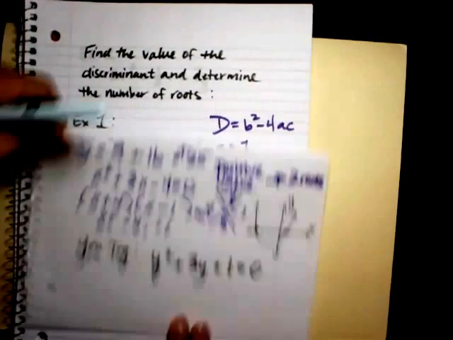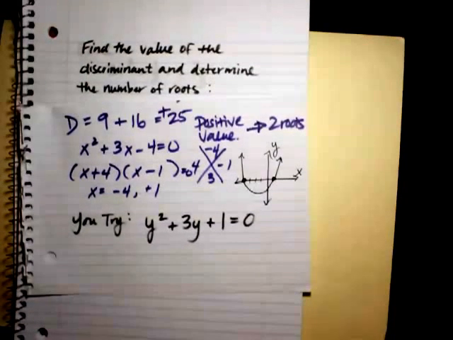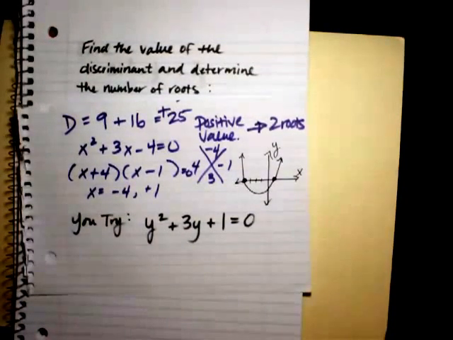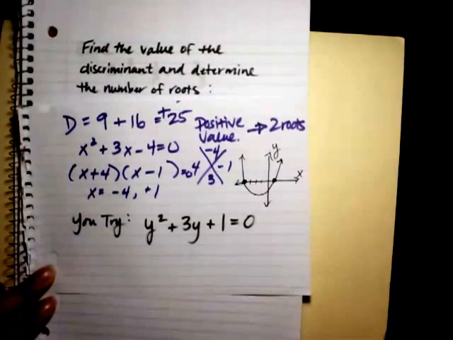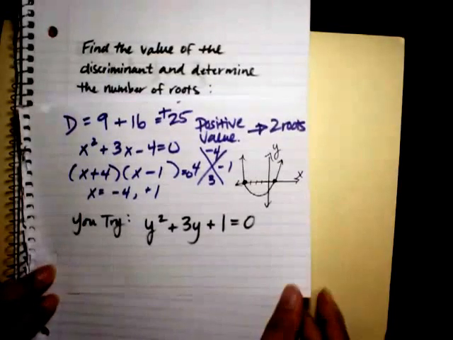I'd like for you to try this right here. Okay, bring it in tomorrow and we'll talk about it. Again, you're looking for the discriminant and the number of roots. Okay. So let's try with this example here.